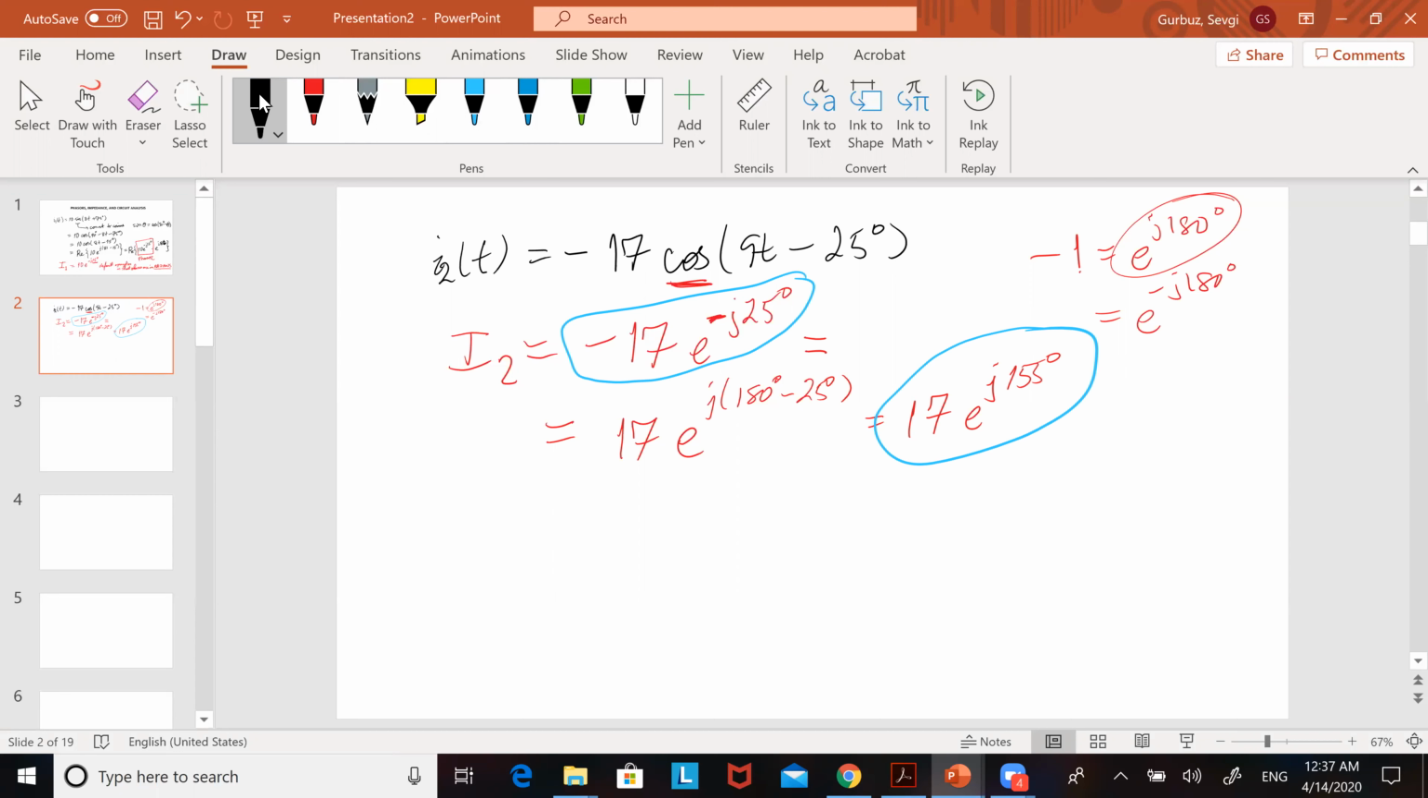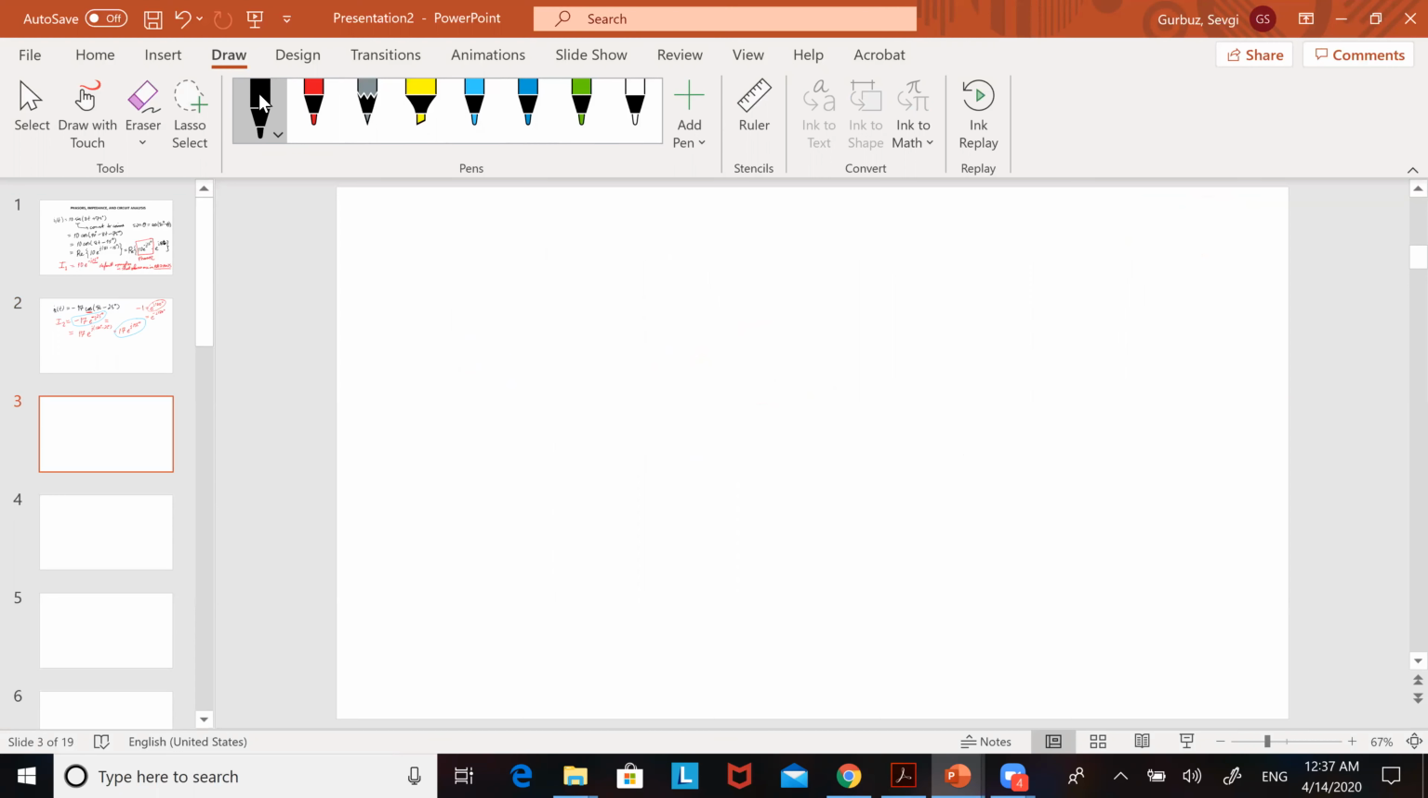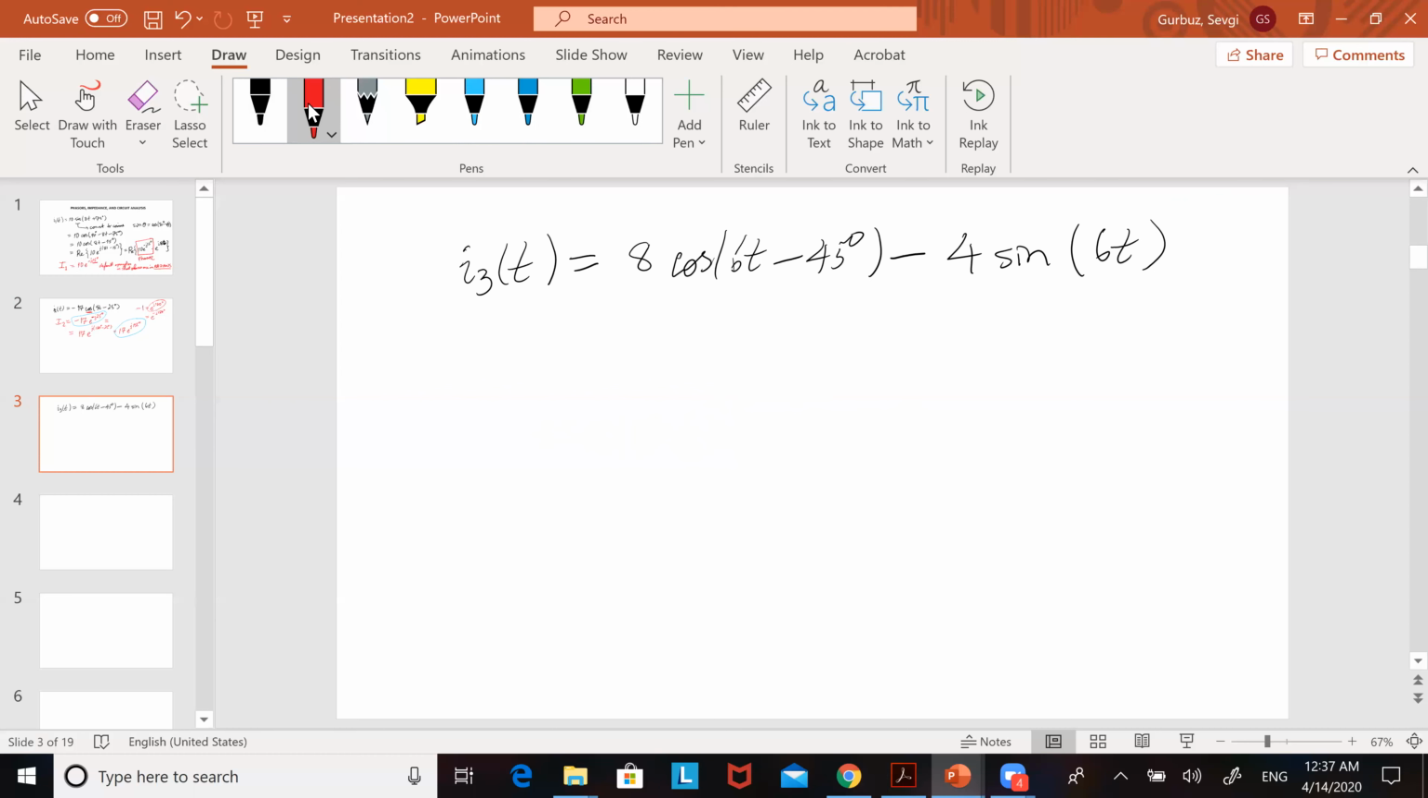Let's now consider how we might combine phasors that are being added together. So let's now see how we can write what the phasor would be for the summation of two functions. So let's take 8 cosine of 6t minus 45 degrees, and let's subtract from that 4 times the sine of 6t. Now, the first thing that you have to realize is that there is a phasor for each frequency, and we can only add phasors of like frequencies.